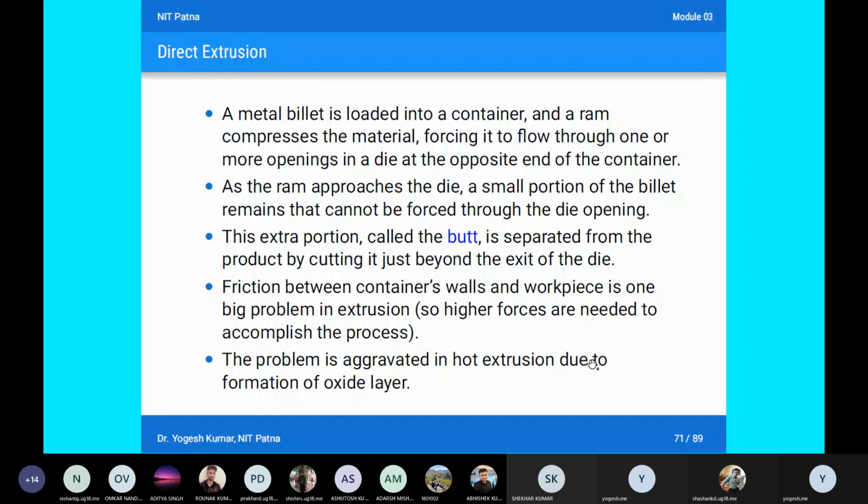Then there is another problem while we deal with hot extrusion. There are chances of formation of an oxide layer on the surface of your work billet. As soon as this work billet comes out through the die opening, it comes in contact with the environment. So oxidation of the surface takes place, and this is also not a desirable thing.